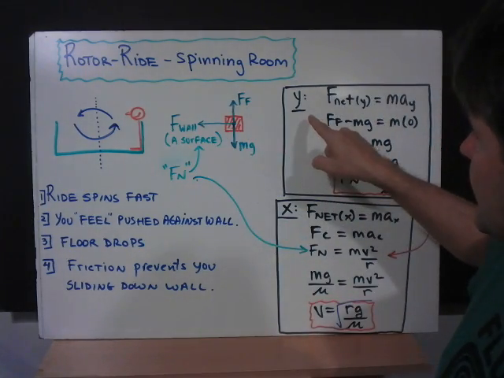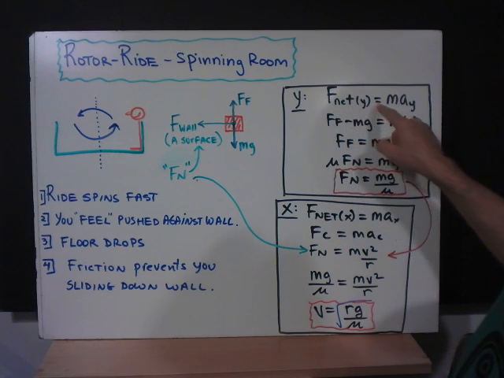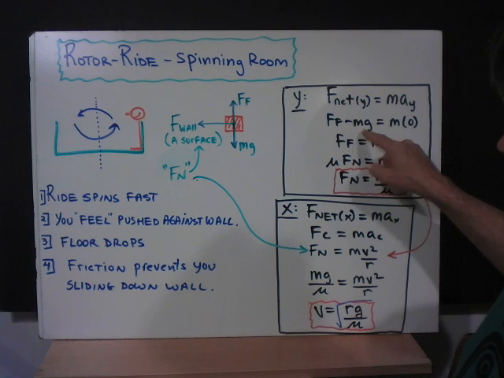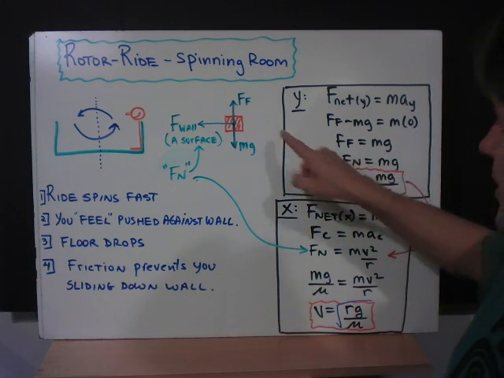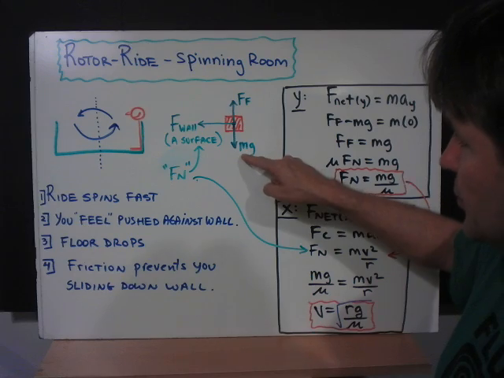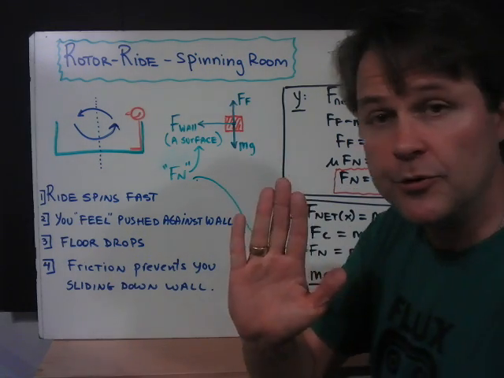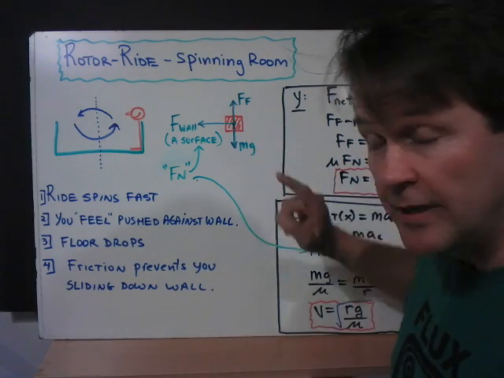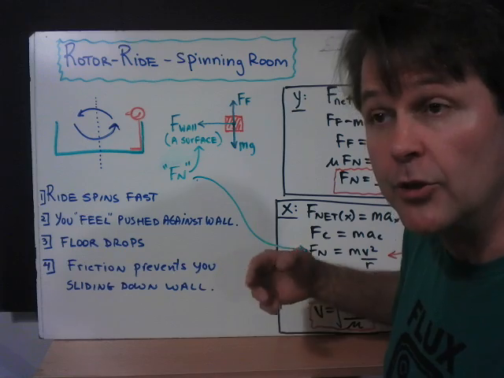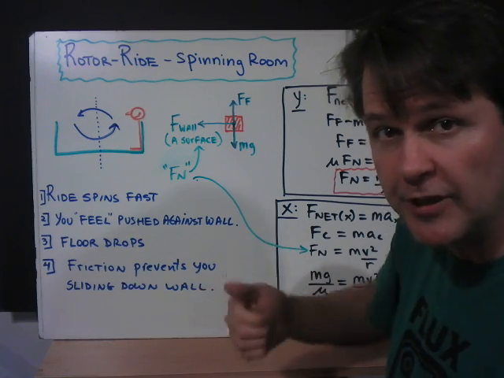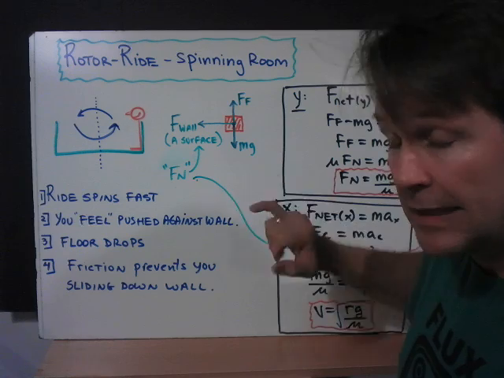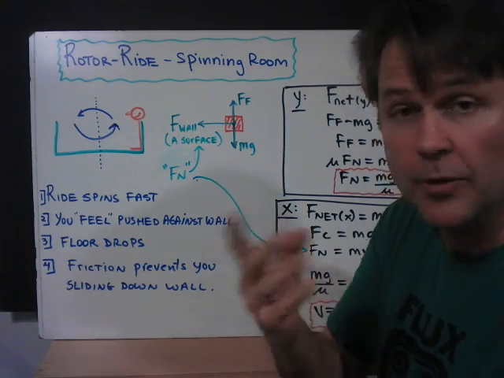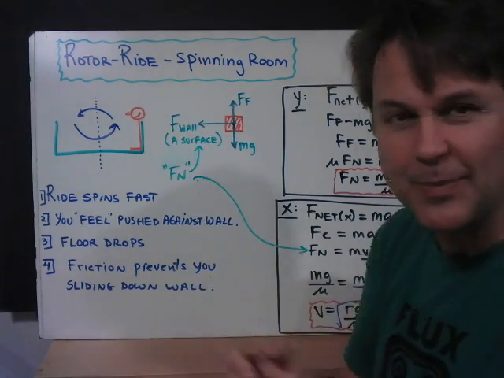So if we analyze the forces, Newton's second law: F net is equal to ma. The two vertical forces, Ff minus mg, is equal to 0. So that means that the force of friction is equal to mg. In fact, to prevent you from sliding down the wall, Ff has to be either equal to mg or greater. It could be greater if the coefficient of friction is large. This is a limit. We have to have at least enough friction to prevent sliding. If we have more friction, great. We can actually end up spinning the ride even faster.